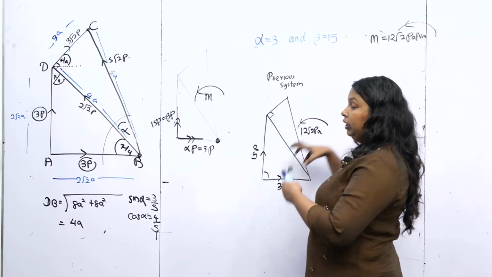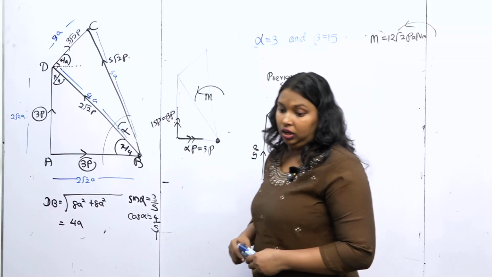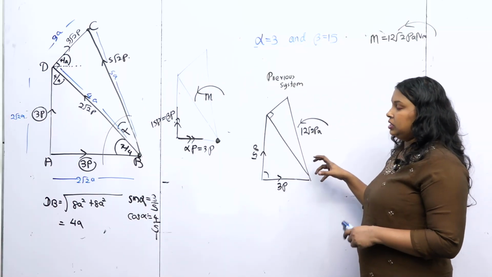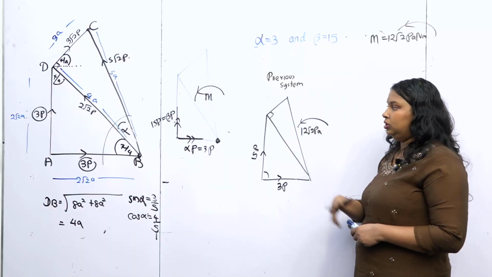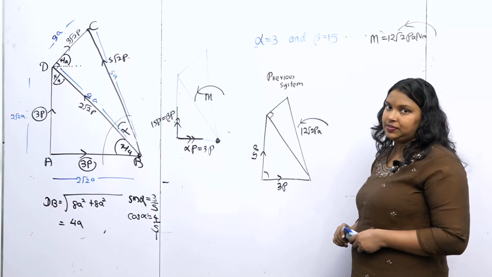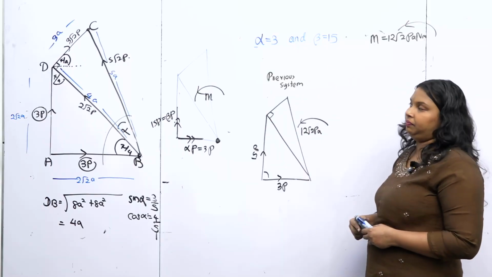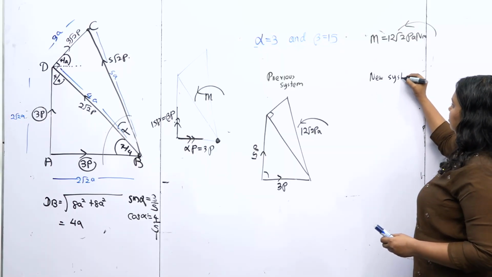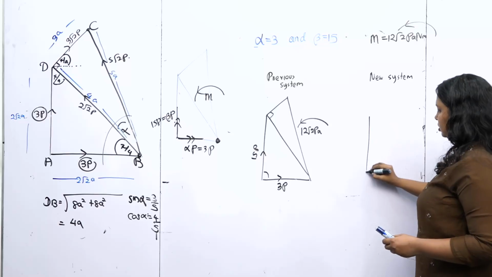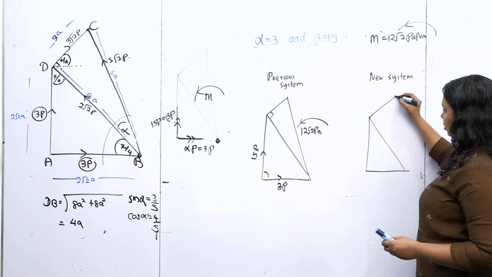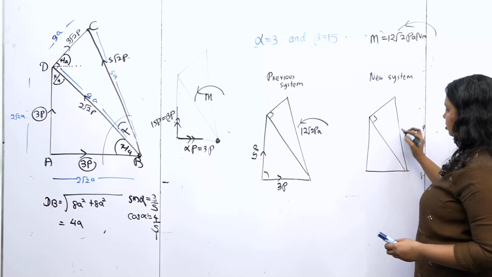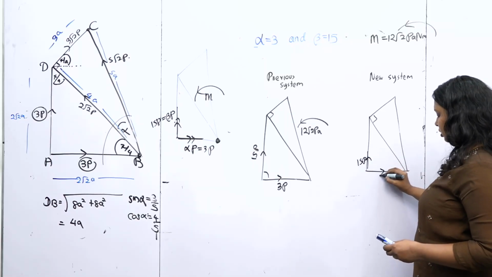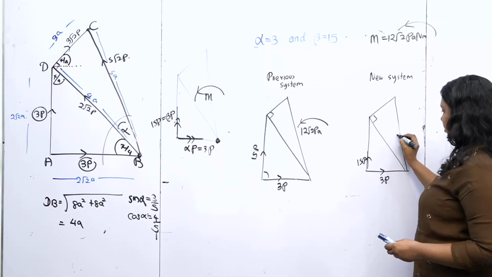Then I introduce a new couple to this. After that, the new system, the resultant is passing through this point D. This is the previous one. This is the new system. Roughly you can draw it soon, right? In the new system, these stay the same. They don't change.